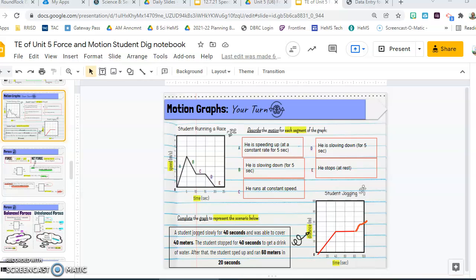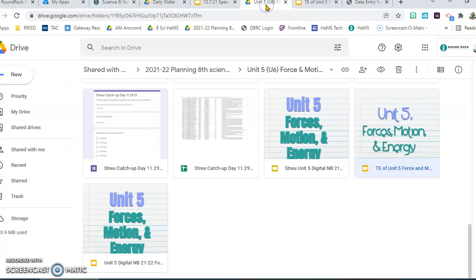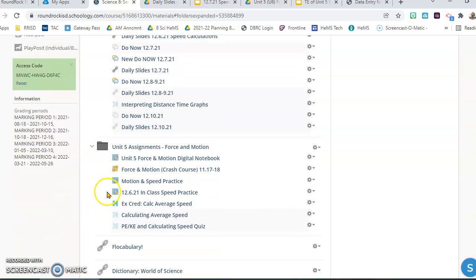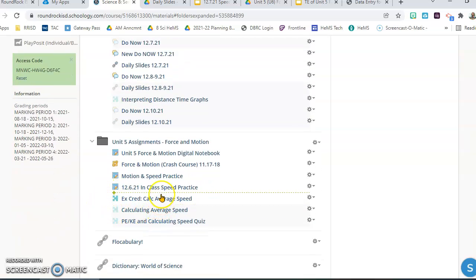Tomorrow, we're going to come back and we're going to have a quiz. So make sure you're checking in your schools. You had a do now today. So tomorrow you click on this folder and we have some extra credit. If you finish the calculation practices, there's some extra credit. Okay. And we're going to have a quiz about calculating speed and potential and kinetic energy tomorrow before we do an activity. So we're going to talk through that and we'll share that.